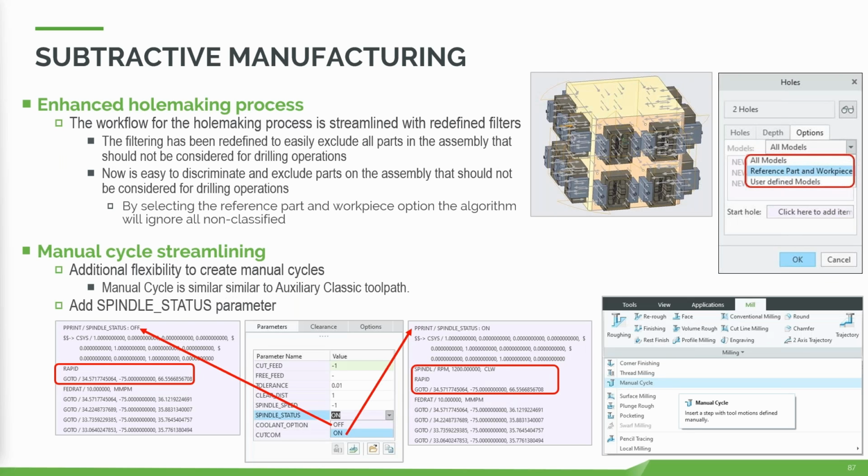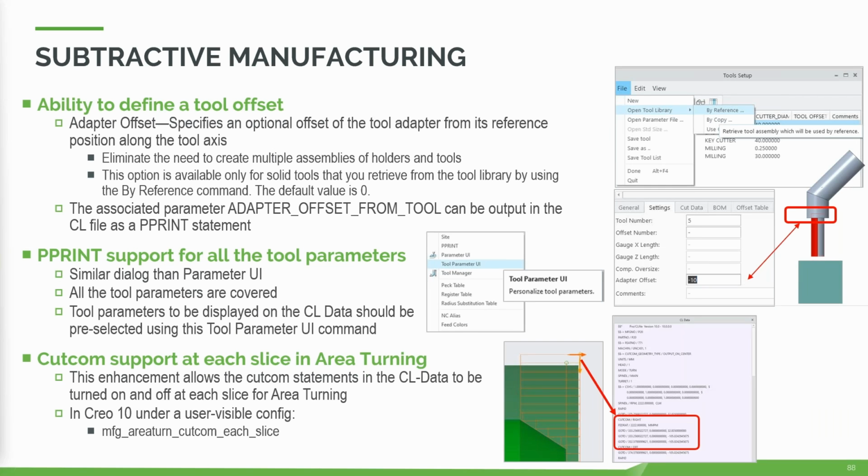The hole making sequence, Daniel's going to show a little bit of this. Basically, when you're working with lots of holes in your model, you can specify which holes you might want to exclude from that particular hole making sequence. There are also some other options around streamlining the process of manual cycling, and tool offsets, so basically specifying some offsets along the tool axis, I should say.